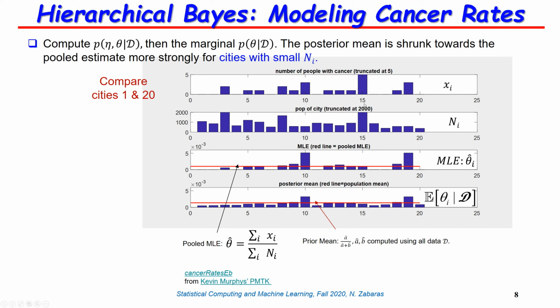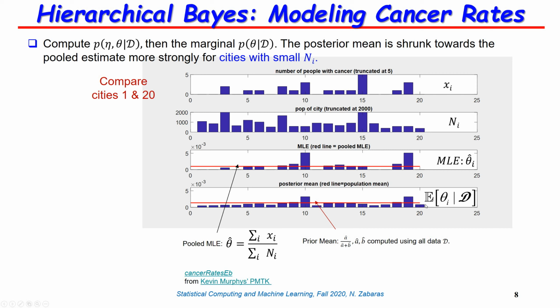Now also you see that some cities have very high population, some other cities have very small population. City 15 has a very high population, city 20 has a very small population. On the third row, you see the maximum likelihood estimate for theta I. We compute theta I hat separately for each city. And you remember for the binomial distribution, the MLE estimate is basically the count xi divided by ni. That's a very easy way of computing the MLE. And again, the MLE for city 20 is 0 because xi is 0. Now this red line here, you can consider as the pooled MLE, and I have written it here as the number of all the people with cancer divided by the population of all the cities summed together. So that's one way to define a pooled MLE.